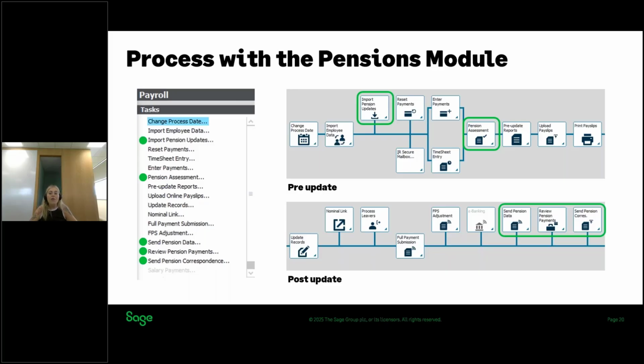You then have the pension assessment. So that is the main thing that we're going to look at in the webinar today. So when you run the pension assessment, it's going to automatically assess your workforce and enrol anyone who is eligible based on things like the age and the wage, or if they're a non-UK worker.